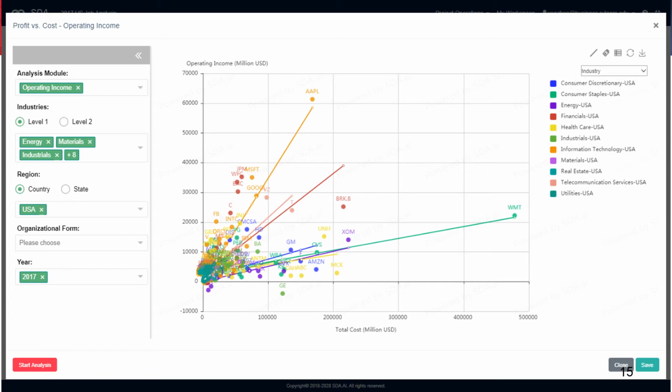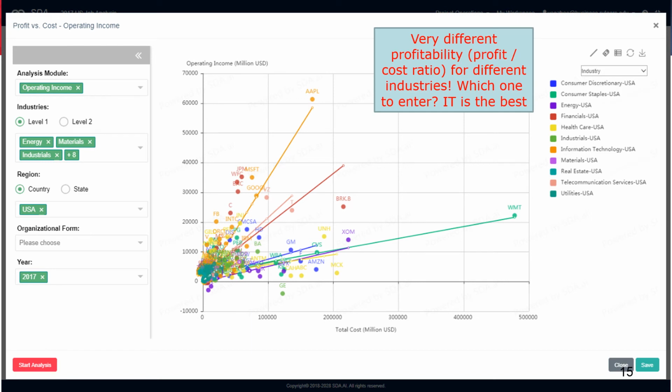The x-axis is the total cost of a company, and the y-axis is the operating income of the company. The slopes indicate the profitability of the industries. We can see that the best industry, that is the industry with the smallest effort but the biggest profit in year 2017 for the US, is IT, Information Technology. AAPL stands for Apple, which is followed by telecommunication, financials, consumer discretionary, healthcare, and consumer staples, and so on.